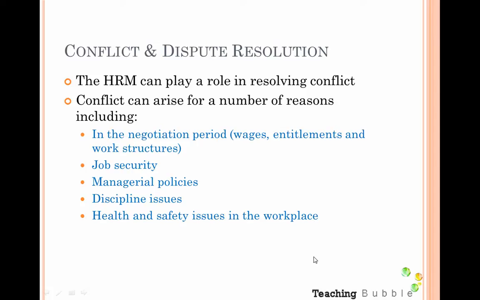So conflict can arise for a number of reasons, and here's just a couple of them. In the negotiation period, obviously conflict can arise if they're not coming to an agreement. The employees might go on strike or something like that, and that's normally over wages or entitlements or the work structures. This could be during the negotiation period or outside of the negotiation period, where job security fears might lead to action taken by a union. Often now it's types of managerial policies and discipline issues, or if there are any health and safety issues in the workplace, it might be that the workers walk off the job.